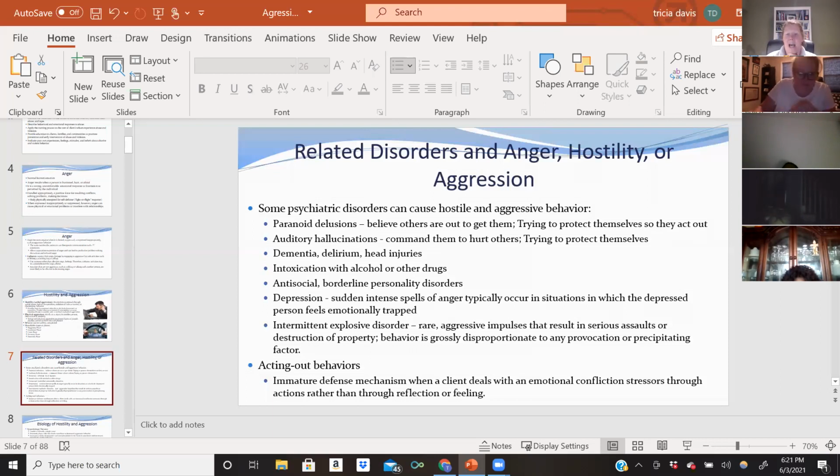And then we have acting out behaviors. Acting out behaviors are caused by immature defense mechanisms. This is when our patients deal with emotional conflicts and stressors through actions rather than through reflection or feeling. So instead of taking the time to really stop and reflect and think about things and try and be in touch with their feelings, those defense mechanisms are very immature and they just act rather than thinking.